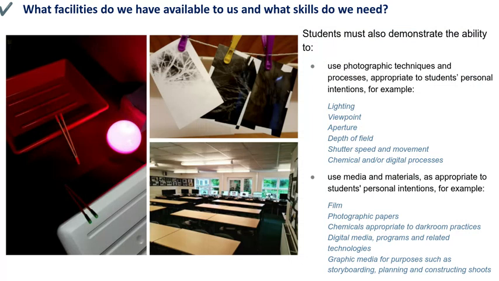Students during this course must also demonstrate the ability to use photographic techniques and processes appropriate to students' personal intentions. For example, lighting, viewpoint, aperture, depth of field, shutter speed and movement, chemical and or digital processes of development. Students must use media and materials as appropriate to their personal intentions. For example, they could use these through film, photographic paper, chemical or digital processing, and graphic media.